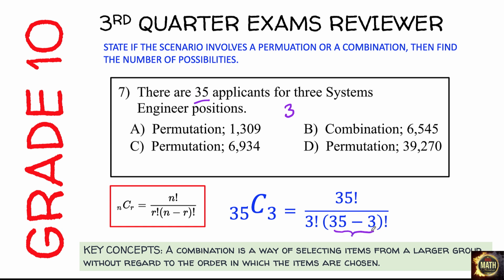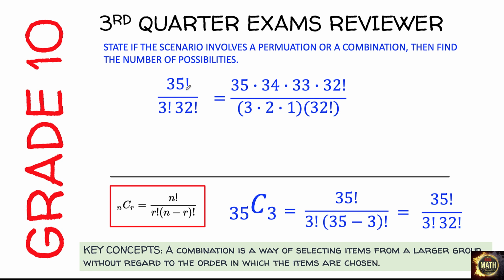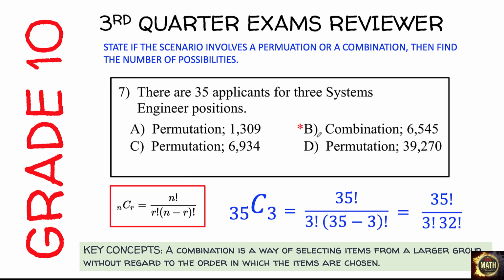Then this part here is 32. Then all the rest is just computation. So expand 35 factorial but stop at 32 factorial here because there is 32 factorial here. So 32 factorial divided by itself is 1. Then 33 divided by 3 is 11. 34 divided by 2 is 17. And 35 times 17 times 11 is equal to 6,545. And the answer is letter B.